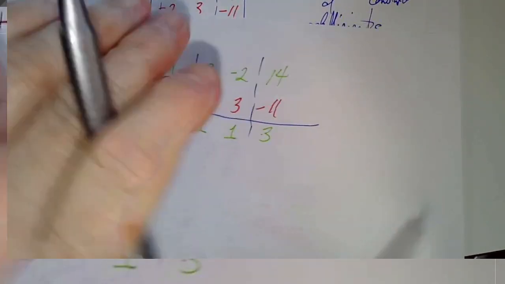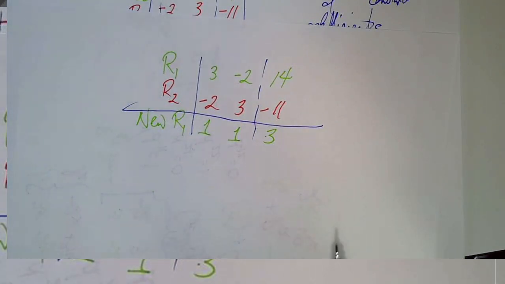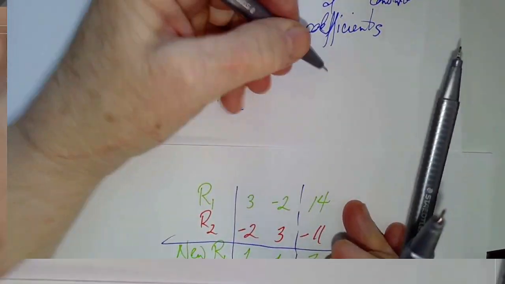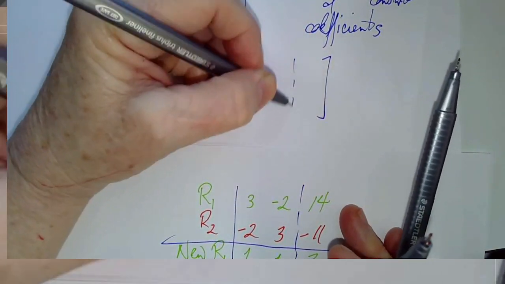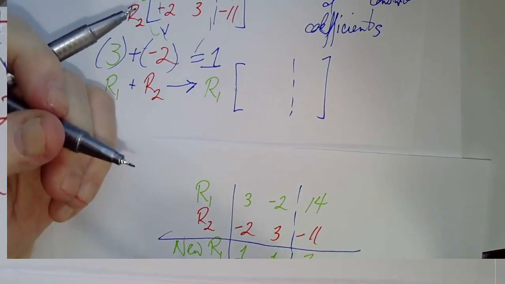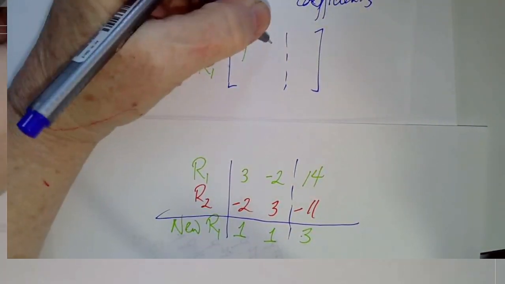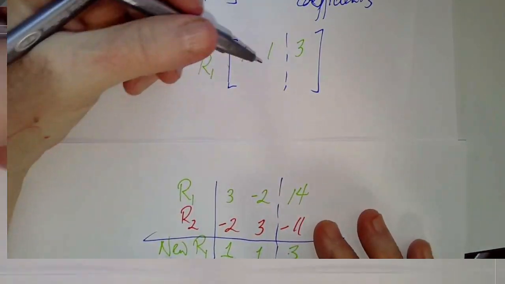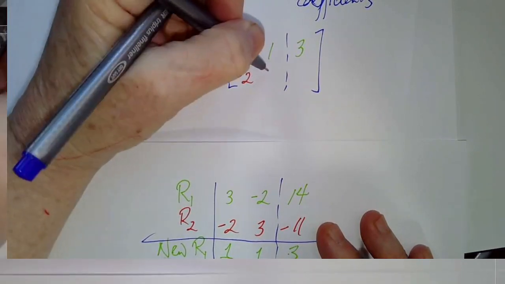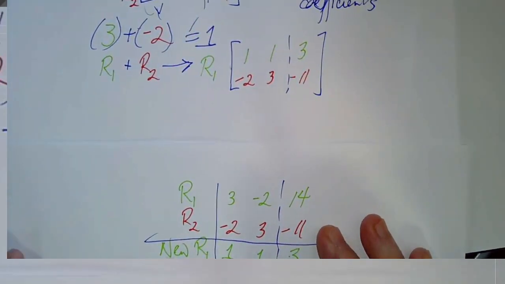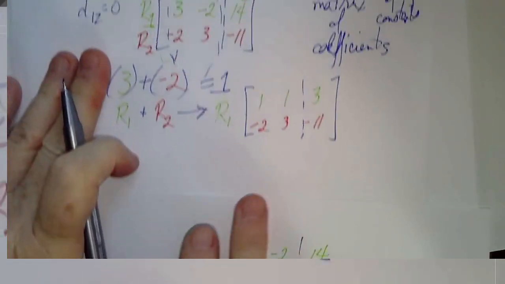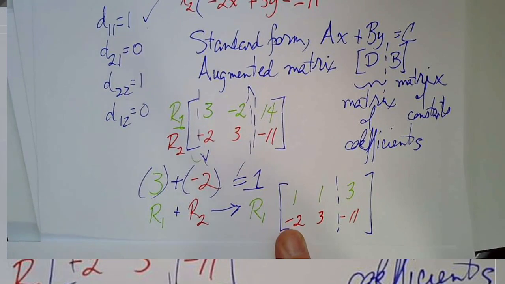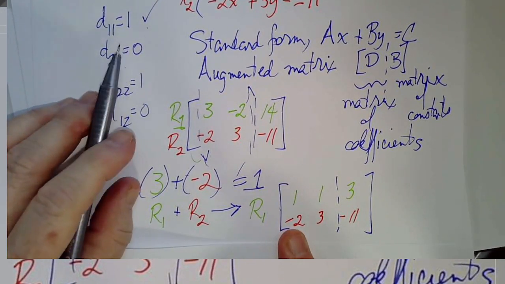So our new matrix, after this command, we have a new row 1, which is 1, 1, 3, and row 2 is still negative 2, 3, negative 11. Yay, we did the first thing. So let's check that off. Yay. Our second thing we want to do is get a zero.